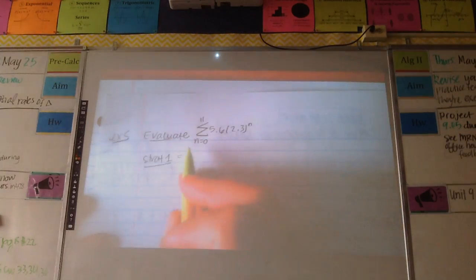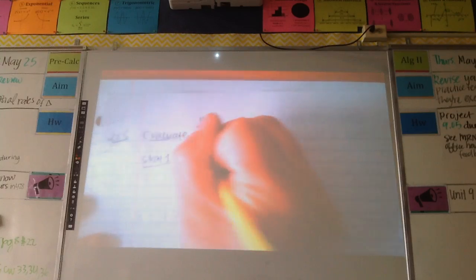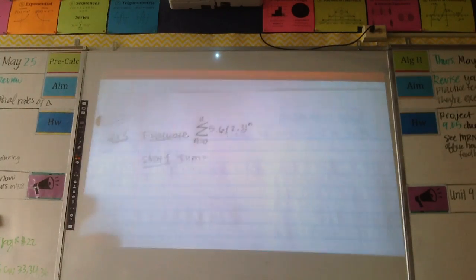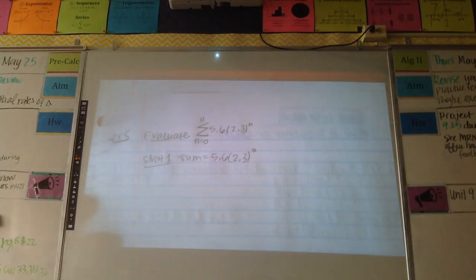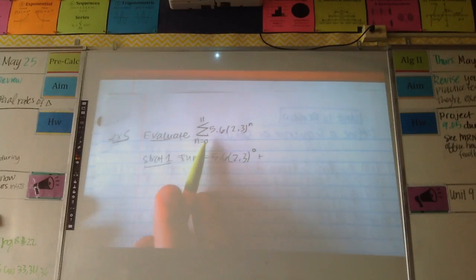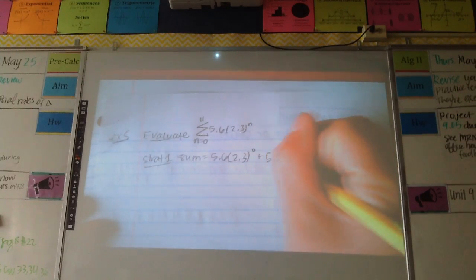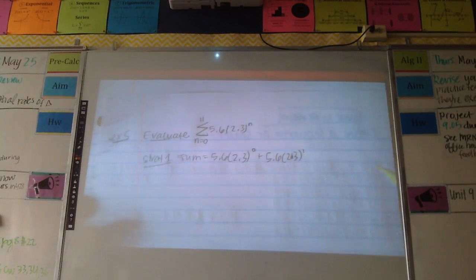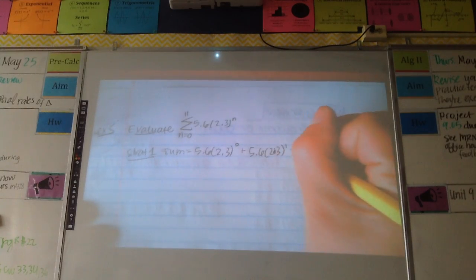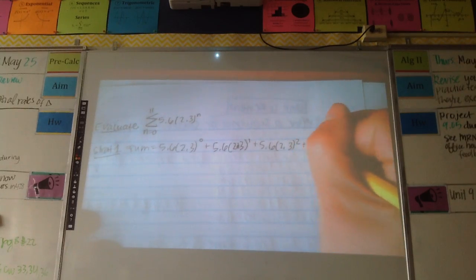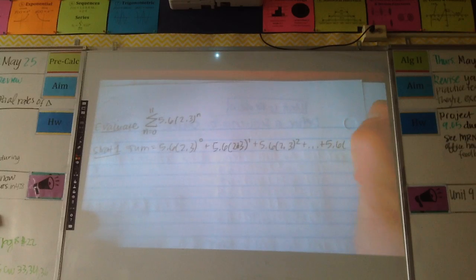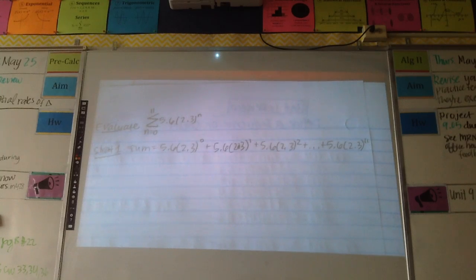What this sum means, this sum would say first substitute 0 in for n. So we'd have 5.6 times 2.3 to the 0. Then sigma means add. Then you're substituting in 1, 2, 3, 4, all the way up to 11. So we'd substitute 5.6 times 2.3 to the 1 plus 5.6 times 2.3 squared plus 5.6 times 2.3 cubed plus blah, blah, blah. You'd have to keep adding up. Your last one would be 5.6 times 2.3 to the 11th power. It's going to take forever to type in your calculator.